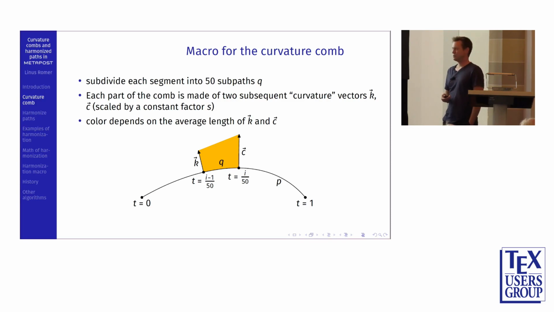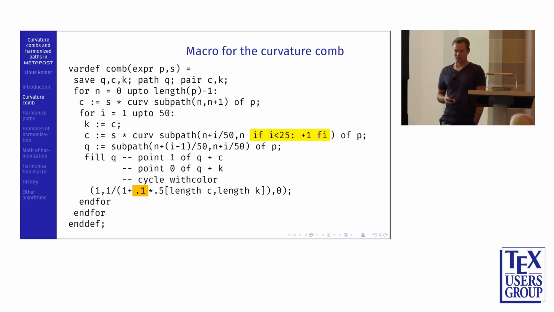And you calculate subsequent curvature vectors k and c. You also want to scale it, because normally it wouldn't be visible when you have large coordinates. And the color depends on the average length of both vectors, where it's in between. So here's the macro for the curvature comb.